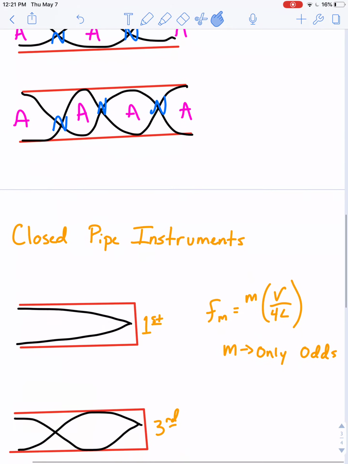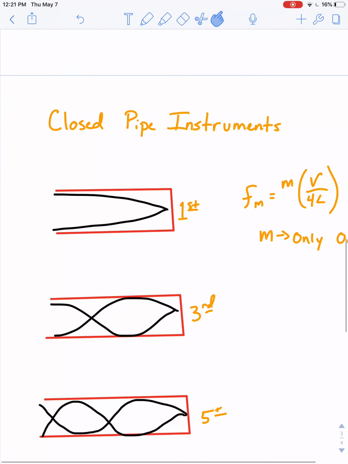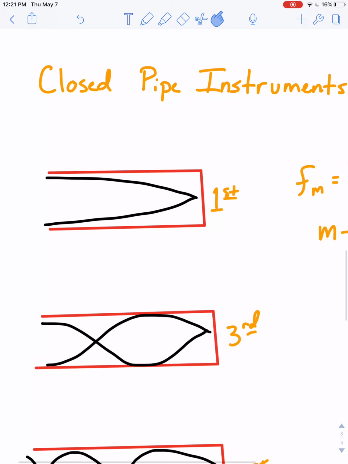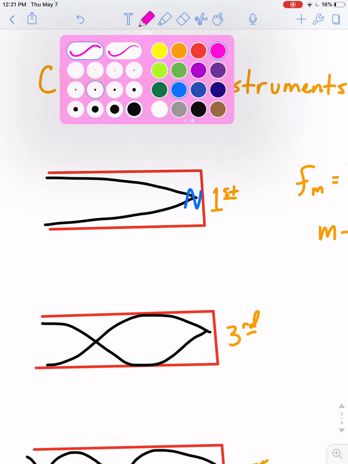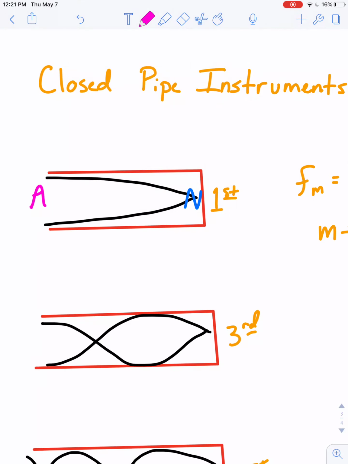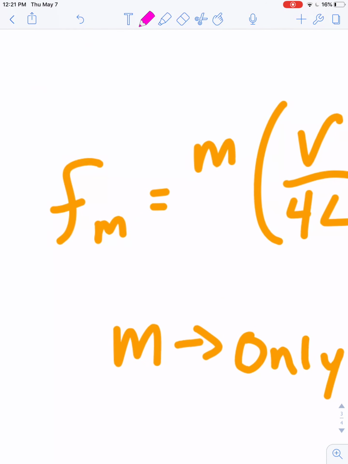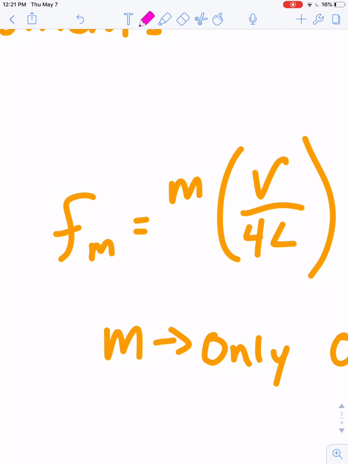Lastly, a closed pipe instrument is going to be slightly different. So here's our first harmonic, which is simply a node at the closed end of the pipe and an antinode at the other end. If we look at these equations, it's going to be very similar, but instead of using N, we're going to use M, and I'll touch on that in a second. So M, for whatever harmonic that is, times the velocity, but instead of divided by 2 times the length, it's going to be divided by 4 times the length.